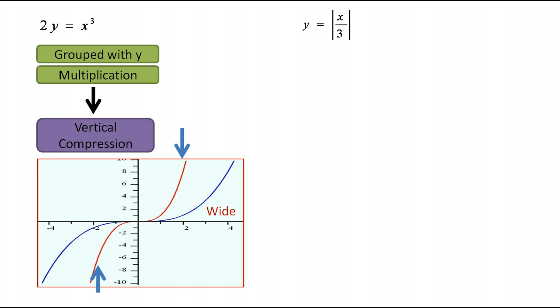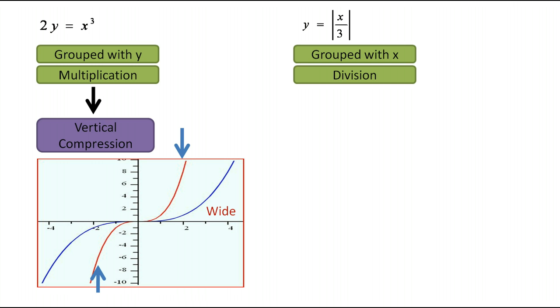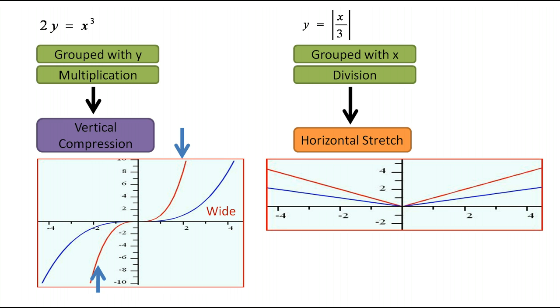Here we'll do an absolute value function, and we have y equals the absolute value of x divided by 3. Notice the dividing is inside the absolute value and therefore is acting on the x. So we have our stuff grouped with x, it is division, and so that is going to produce a horizontal stretch. What that does to the graph, it stretches horizontally, so the red is stretched even further and wider.